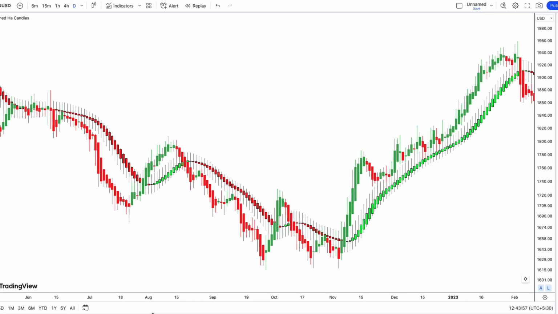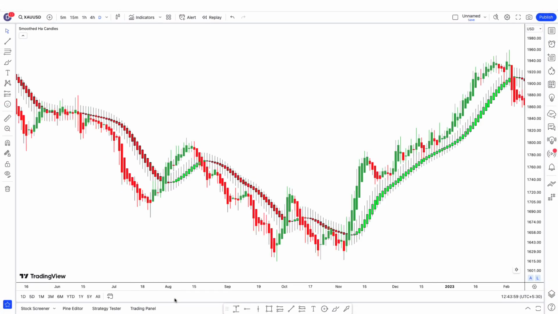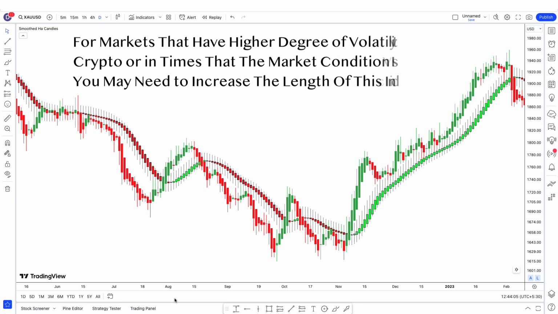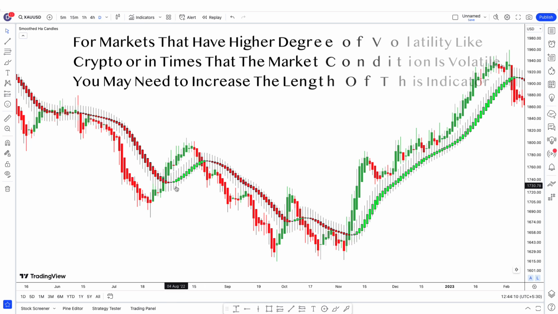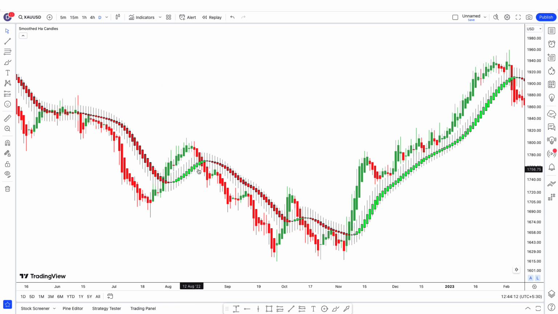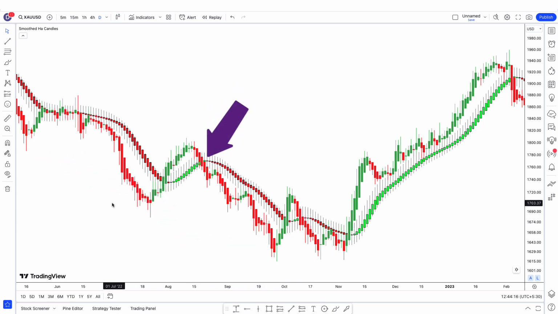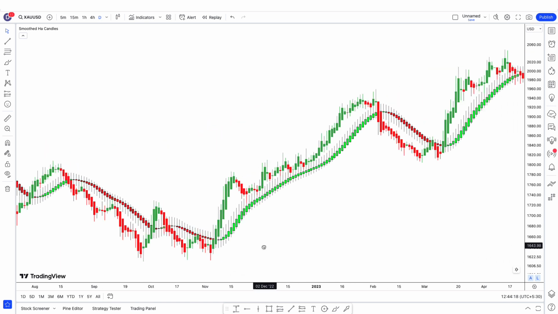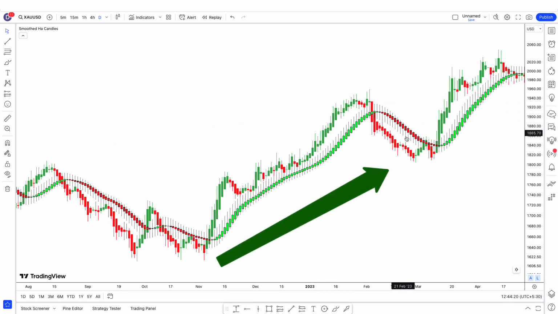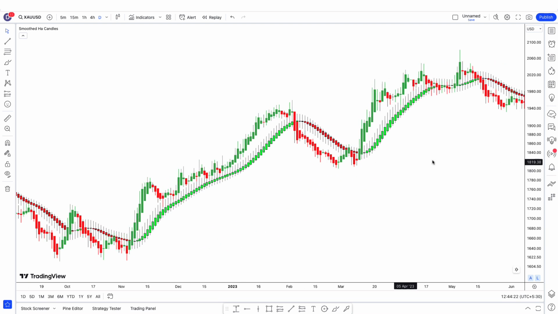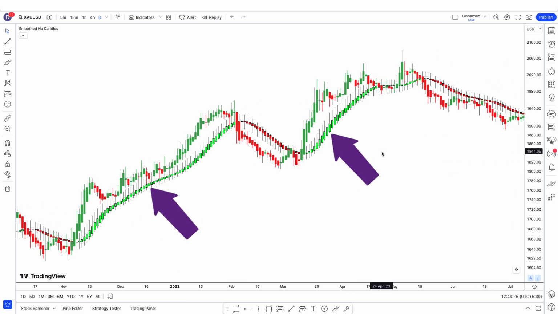If you increase the length, the degree of smoothness will increase. Actually, they will be placed further away from the price action. For markets that have a higher degree of volatility like crypto, or in times when the market condition is volatile, you may need to increase the length of this indicator. As you can see in this part, where the market is in a downtrend, we have consecutive red Heikin-Ashi candles with the price moving below the Heikin-Ashi candles. And in this part, where the market is in an uptrend, we have consecutive green Heikin-Ashi candles with the price moving above the Heikin-Ashi candles.